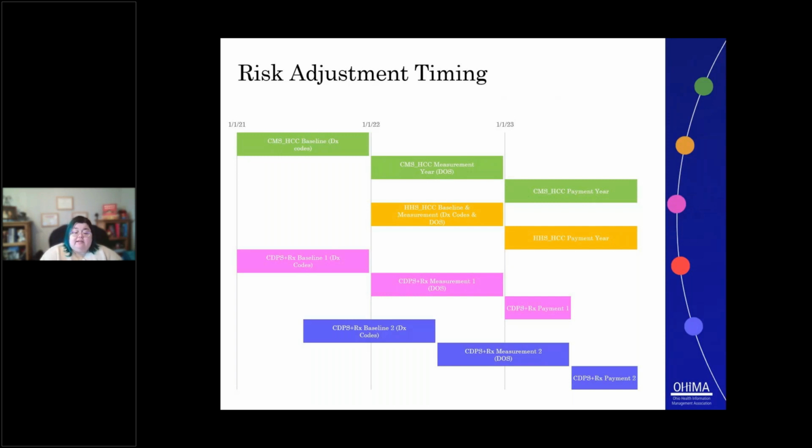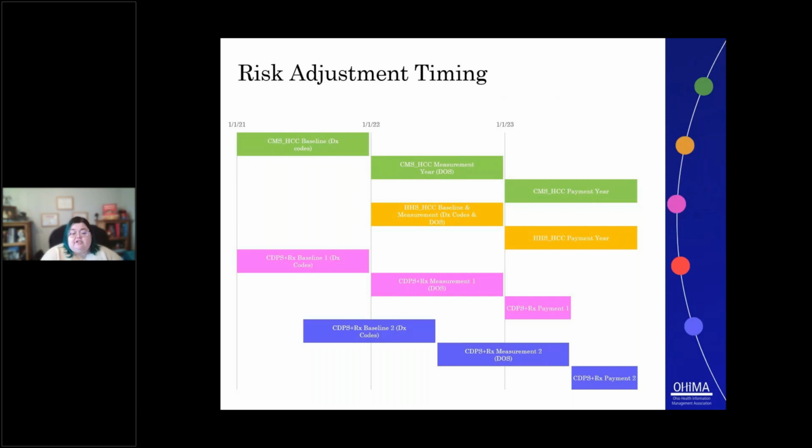So CDPS risk for patients may be based upon a risk for a period up to 18 months to 2 years ago, where you'll see CMS models is usually 2 years for the gathering of diagnostic data, and HHS is usually a 1-year lag for gathering of diagnostic data.